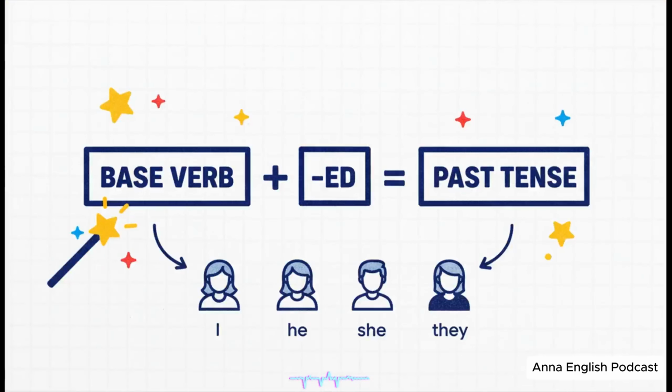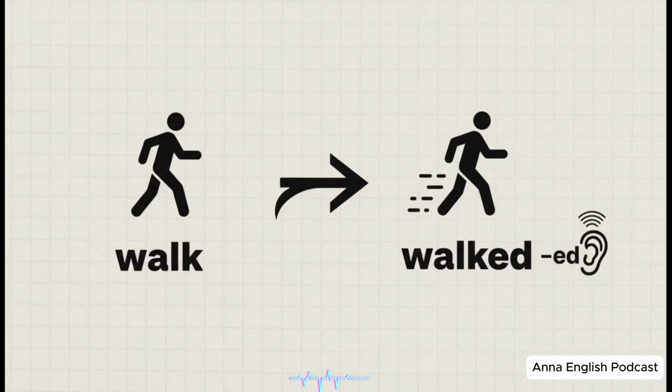And here it is, the magic formula. It's so easy. You just take the verb and you stick ed on the end. That's it. And the best part, you don't have to change it for he, she, or they. It's the same for everybody. So simple. For instance, the verb walk just becomes walked.